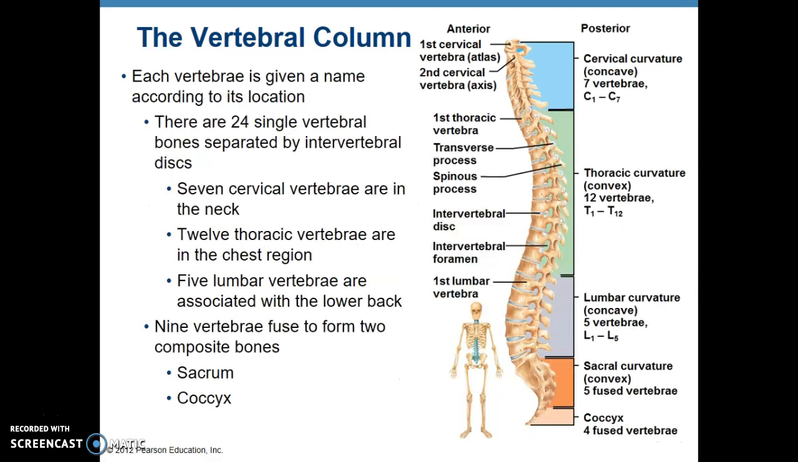So the vertebral column is another portion of the axial skeleton. There are 24 vertebral bones, and they are broken down into cervical, so that's 1 through 7. There are 12 thoracic, so T1 through T12. There are 5 lumbar, L1 through L5. And then this area is really interesting. We actually have 9 bones, but they're completely fused together. This area would be what we call the sacrum, and these last 4 fused vertebrae are what we call the coccyx.